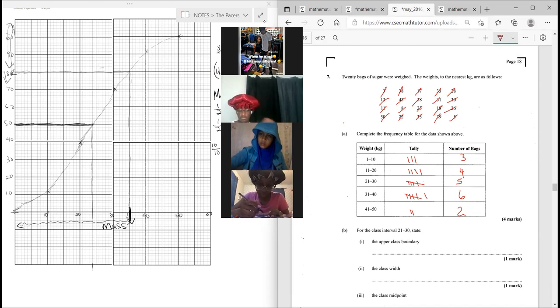So how to know if we're correct at the end? When we add up our number of bags, it must tell us. It's supposed to be 20, right? Because they have 20 numbers. So when we add up the number of bags, we should get 20. 3 plus 4 is 7. 7 plus 5 is 12. 12 plus 6 is 18, 18 plus 2 is 20, so we're correct, yeah?